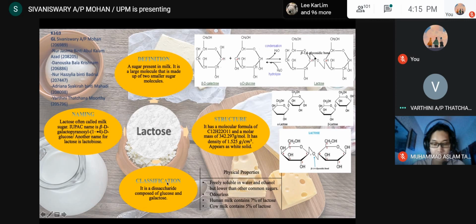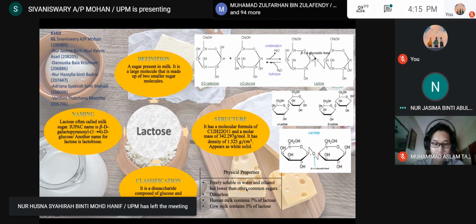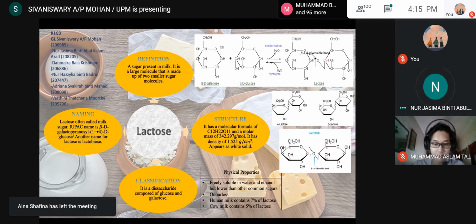Next is the classification of lactose. Lactose is a disaccharide composed of monosaccharides, glucose and galactose. Lactose is usually present in milk produced by cows, sheep, and other mammals. Next, the physical properties of lactose: the appearance is white, solid, odorless, and sweet tasting.